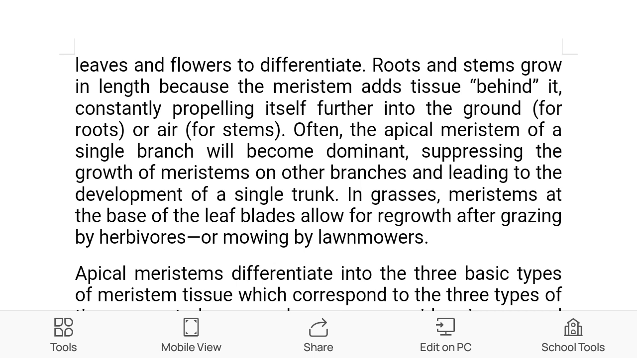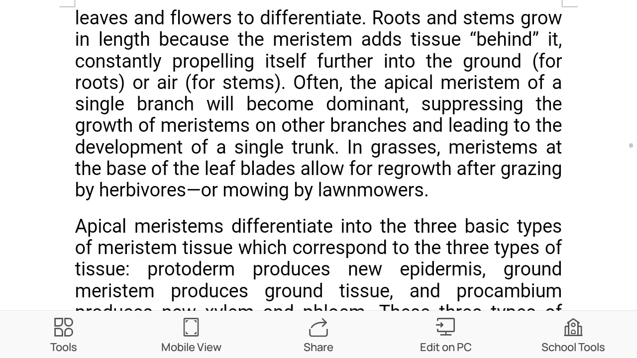So in grasses, meristem at the leaf base allows for regrowth after grazing by herbivores. You see, after animals feed on our grasses, you start seeing the grass growing again because of what? Active meristematic region at the leaf base region.